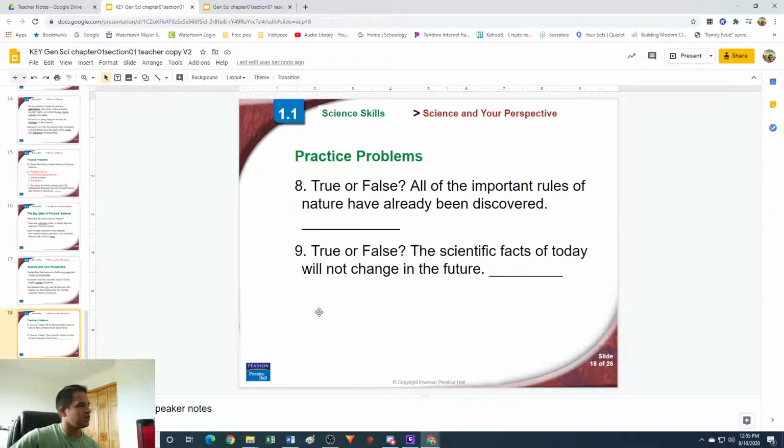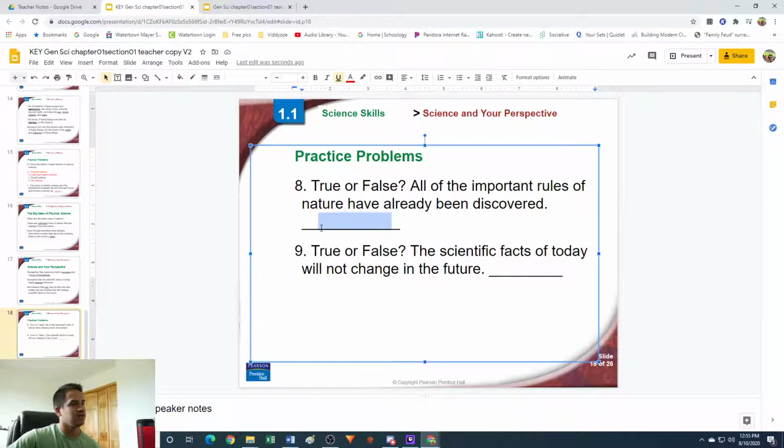All right, last 2 questions. Number 8, true or false. All the important rules of nature have already been discovered. Man, that would be great, huh? Unfortunately, this is also false.